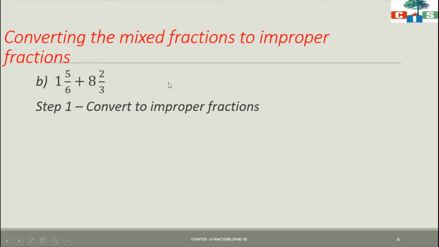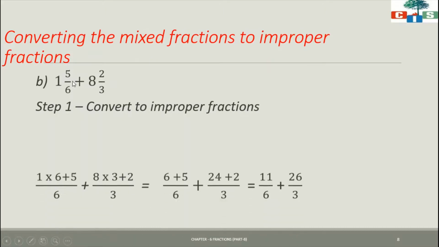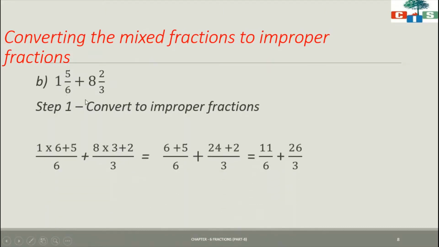For converting, we multiply the whole number with the denominator and then add the product to the numerator. So 1 multiplied by 6 plus 5, this is for the first fraction, and for the second fraction 8 multiplied by 3 plus 2, divided by 3. You keep the denominator as it is. This is for the second fraction.